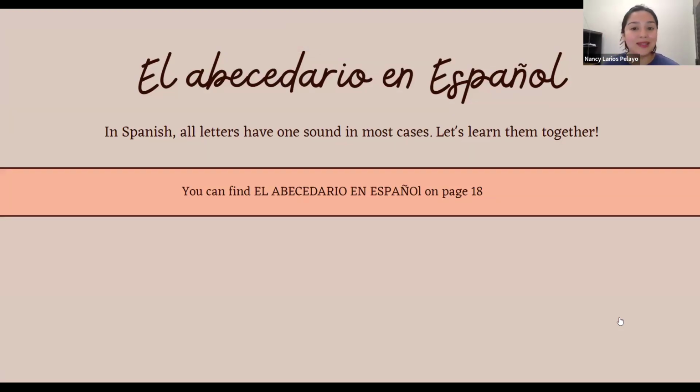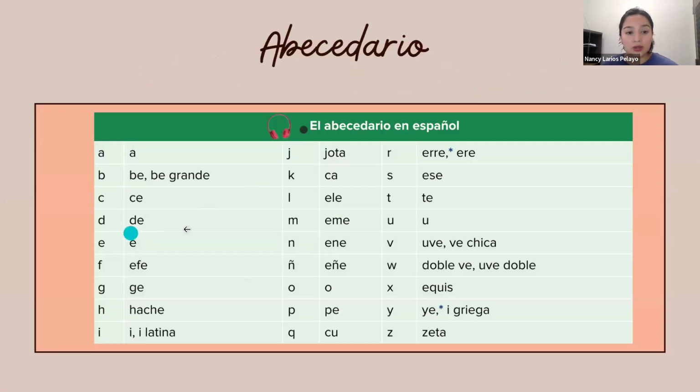Vamos a aprender nuestro abecedario. And you can find el abecedario o el alfabeto en español en la página 18. So this is what you're going to see, right? So we have A, and on the connect page, if you see this icon here, the headphones, that means that you can press on it and you'll be able to hear it and practice it. Okay, so this is what you're going to see.